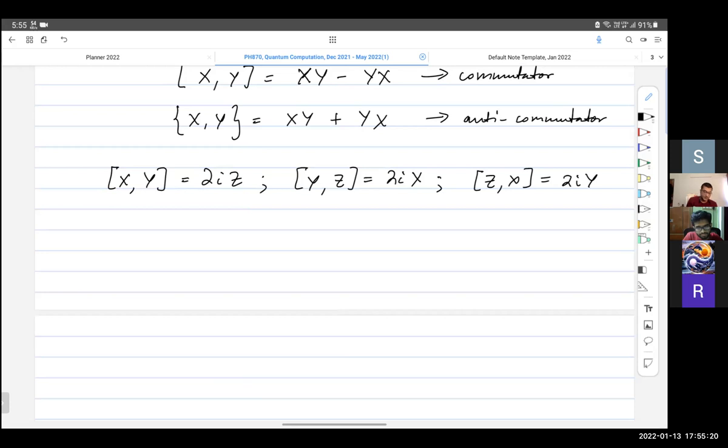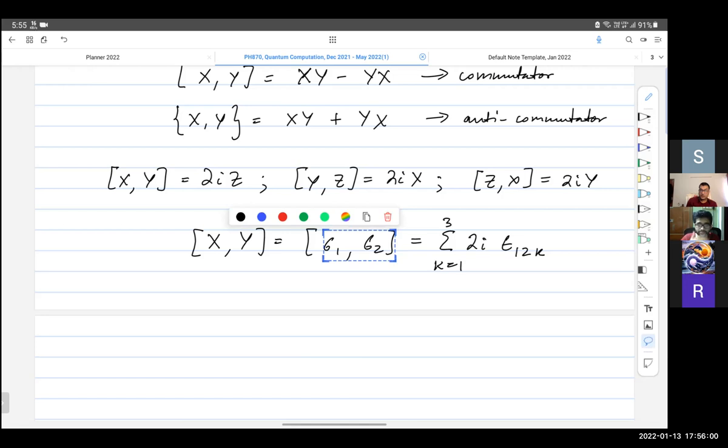So let me just, as an example, work that out for you. So this would be sigma 1, sigma 2, okay? And according to the expression that I wrote up above, this would be equal to the sum over k. Now I'm going to put the sum explicitly, 2i epsilon 1 2 k, right? Because remember, that is epsilon i j k. So what is i and j? i and j are 1 and 2 respectively, times sigma k. So now I'm summing over k.